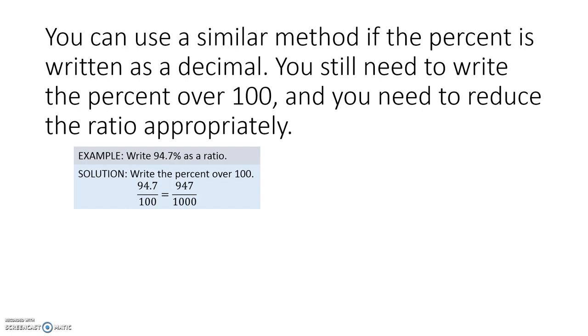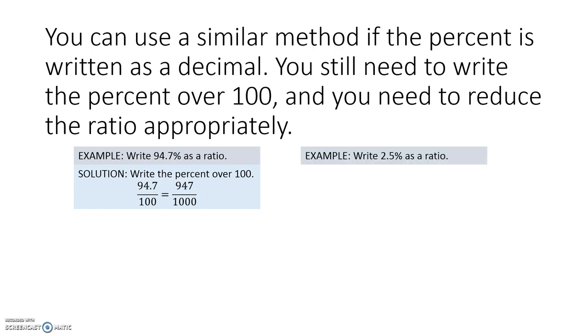Now when you have a decimal in a ratio, you have to move the decimals in both the numerator and the denominator the same number of places to create two whole numbers. We move this decimal one place to the right, and it creates a numerator of 947, and if we move the decimal one place to the right in the denominator, we have to add a 0, and we get 1,000. So the ratio for 94.7% is 947 to 1,000.